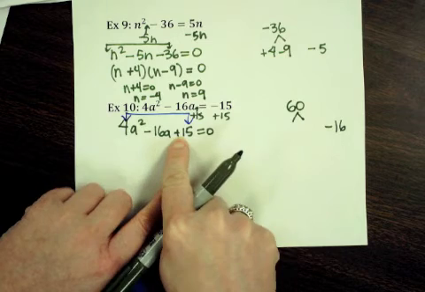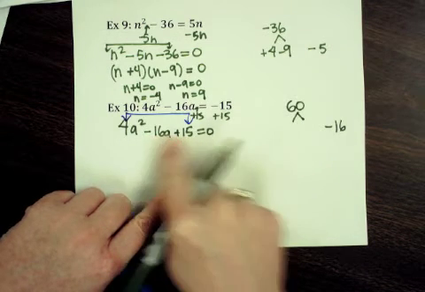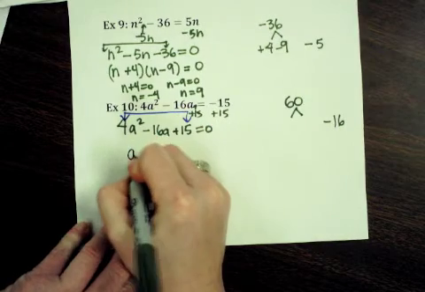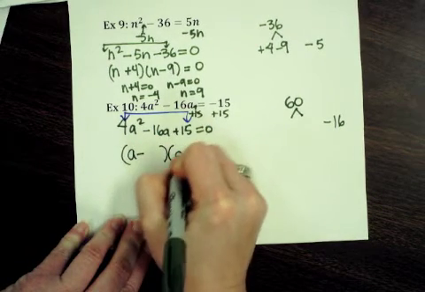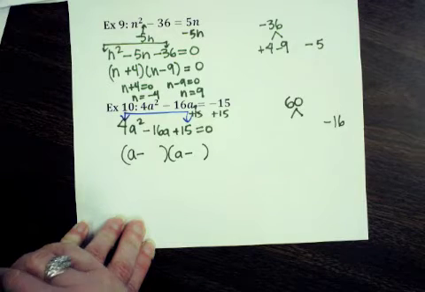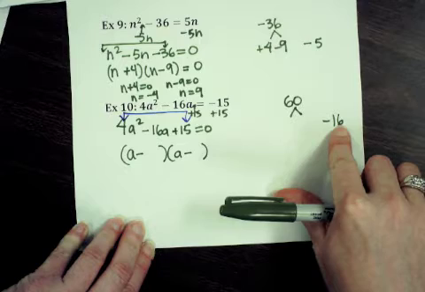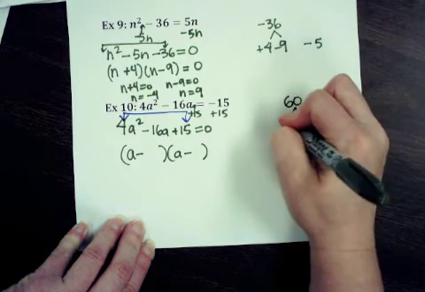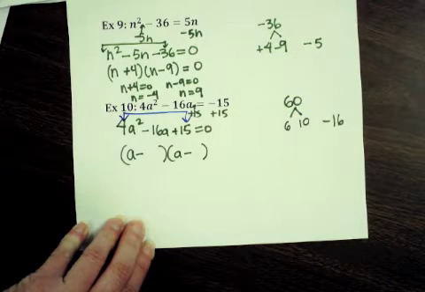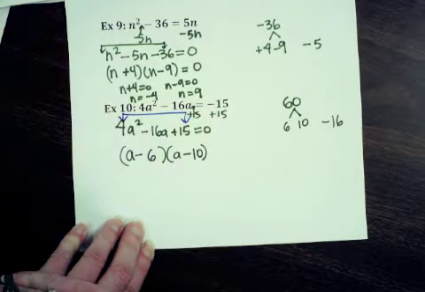So I should ask myself what multiplies to give me 60, but adds to give me negative 16. And I know that the signs are the same, and they're both negative. So I know I'm going to have a minus and a minus. So the thing I know that multiplies to give me 60, adds to give me 16 is 10 and 6, or 6 and 10. So I know it's minus 6 minus 10.